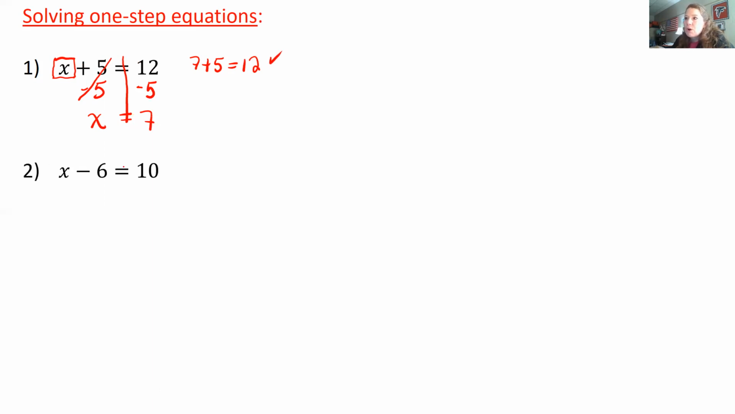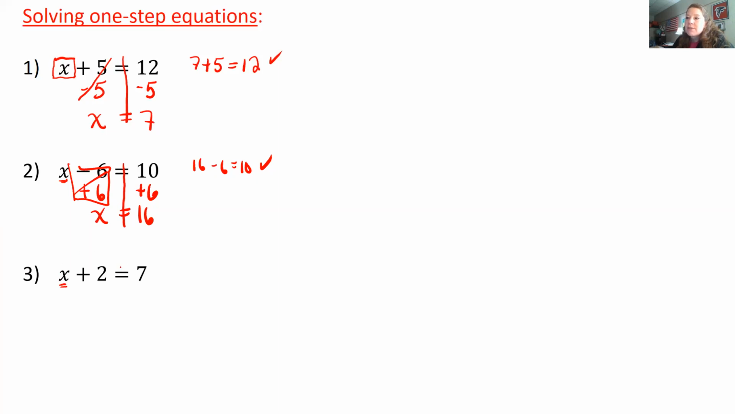So number 2, you always find your variable first. So here it is. We want to get rid of what's on the side with x. The opposite of minus 6 is plus 6. So we're going to write everything twice. So this is gone. We bring down our x equals, and 10 plus 6 is 16. Check our answer. Does 16 minus 6 equal 10? Yep, we're right.